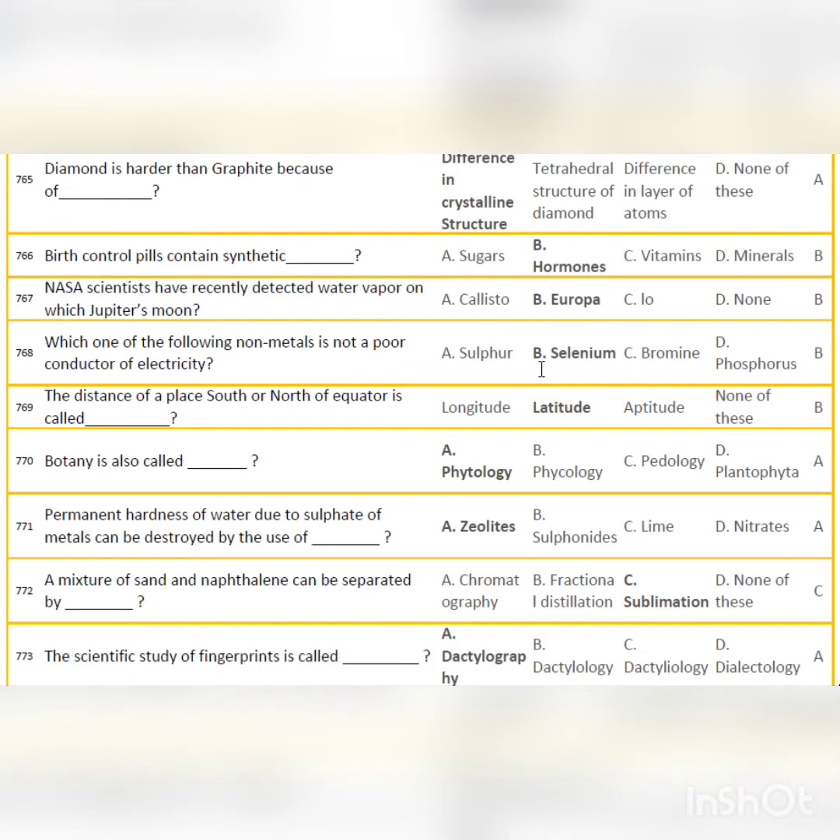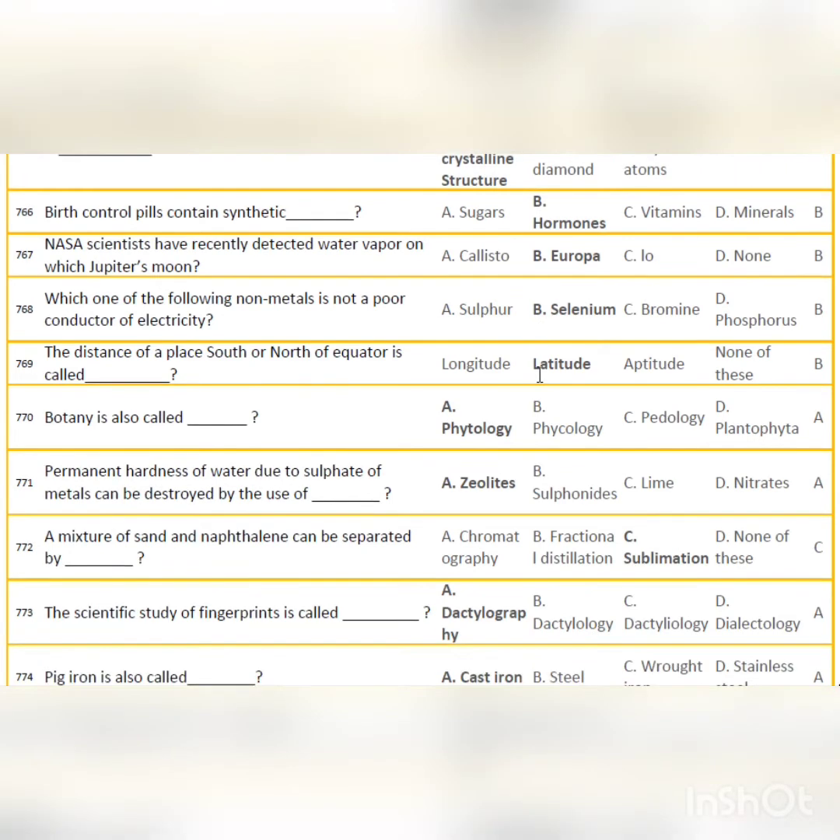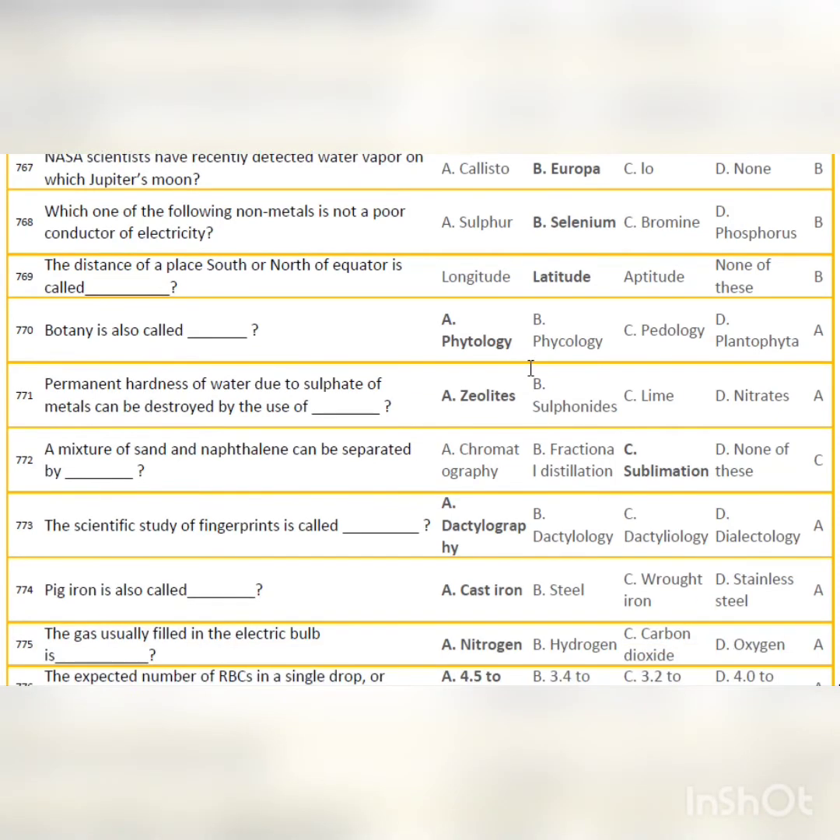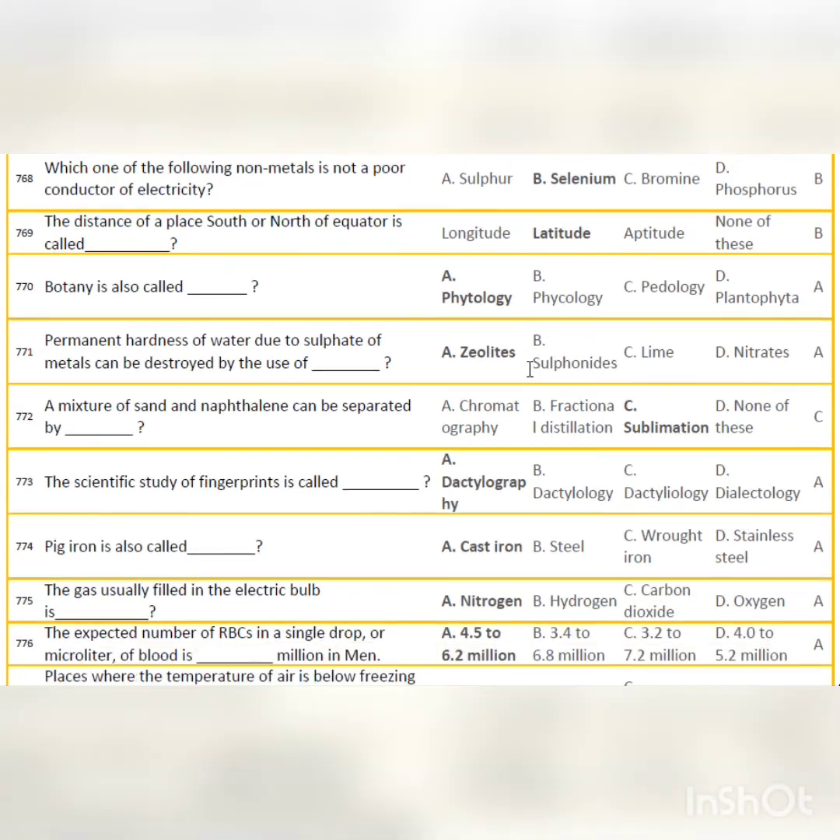The Great Red Spot is on the planet dash. A. Saturn, B. Venus, C. Mars, D. Jupiter. Answer is the D. Jupiter.